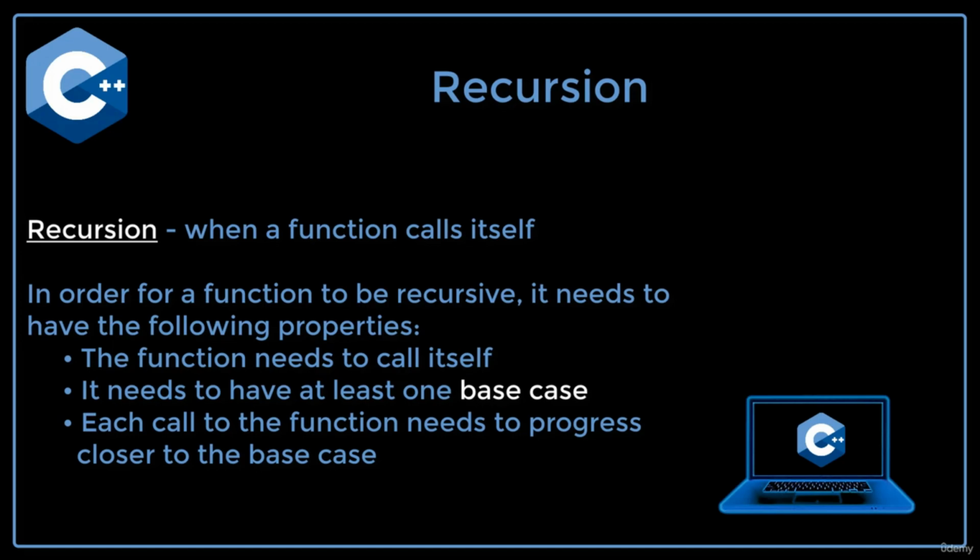The function needs to call itself, it needs to have at least one base case, and each call to the function needs to progress closer to the base case. I mentioned an important term in the second and third points, base case. A base case is a condition that causes the function to terminate, in other words, to stop calling itself. Without a base case, the code will execute indefinitely.